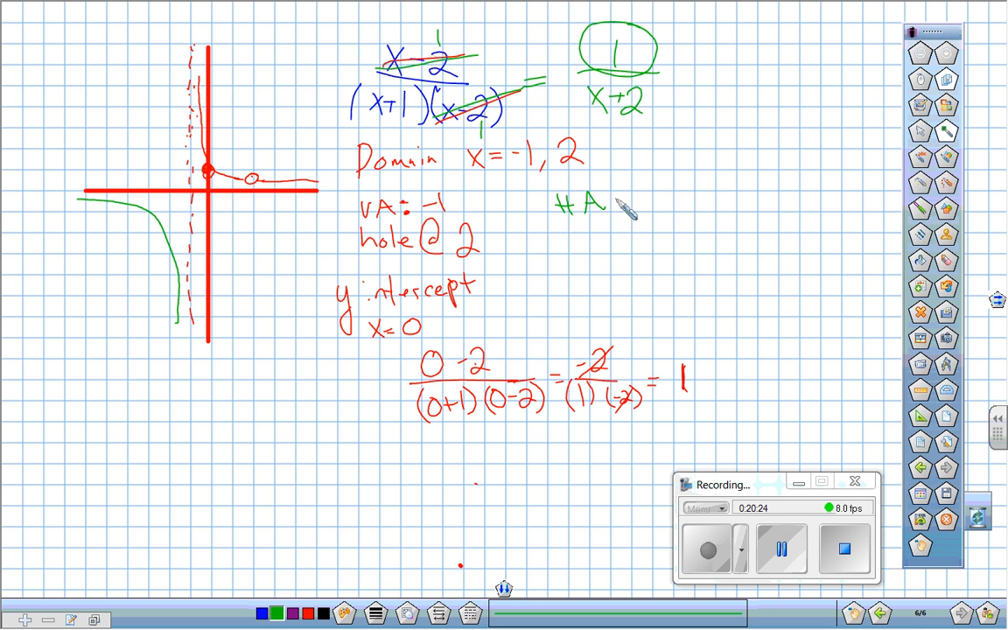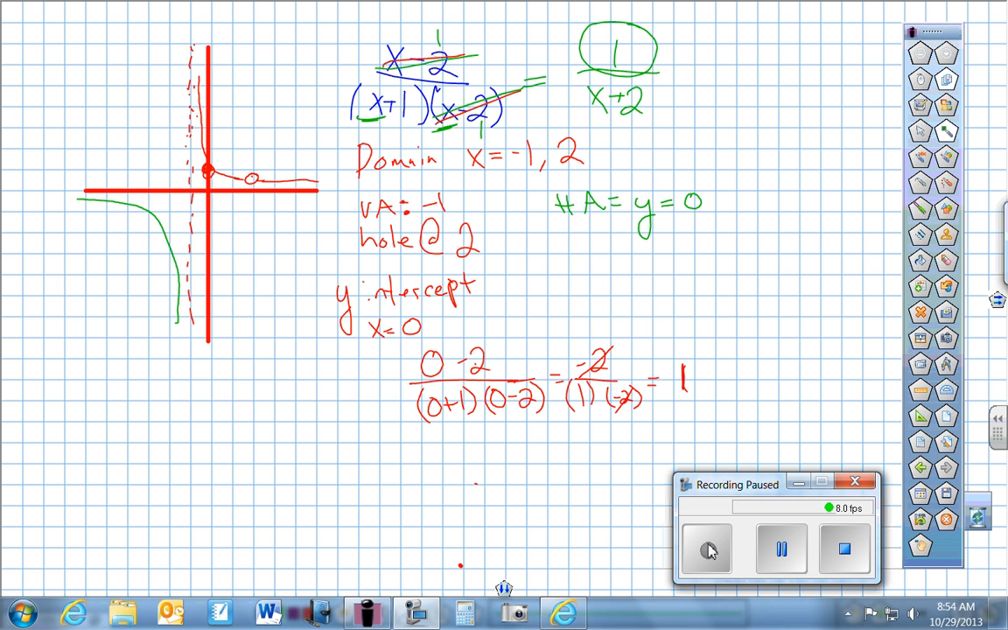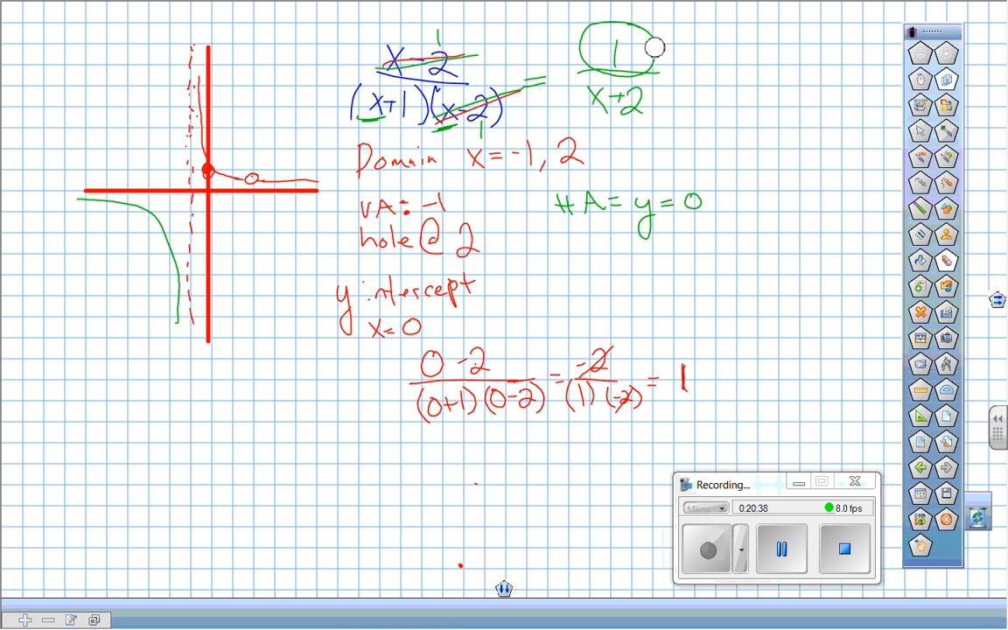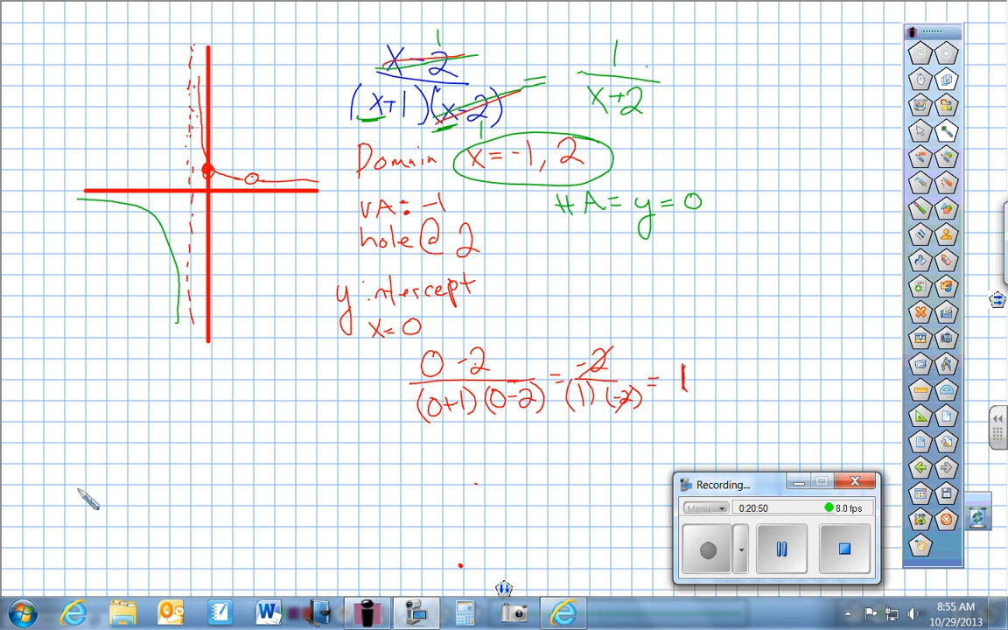And my horizontal asymptote was at y equals 0 because my top degree is smaller than my bottom, since I have two x's here that are multiplied. Even if I were to have this in the simplest form as 1 over x plus 1, I still have to do this piece as my domain no matter what.